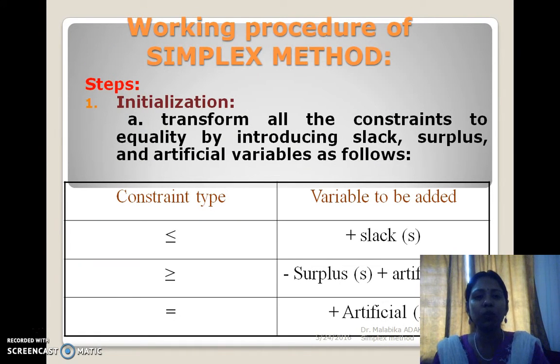Now I will explain the working procedure of simplex method. In the first step, initialization. First, we transform all the constraints to equality by introducing slack, surplus and artificial variables. Here, for a less than or equal to type constraint, we will introduce the positive slack variable, and for a greater than or equal to type, we will introduce the negative surplus variable plus artificial. For an equal to type, we will introduce the positive artificial variable.